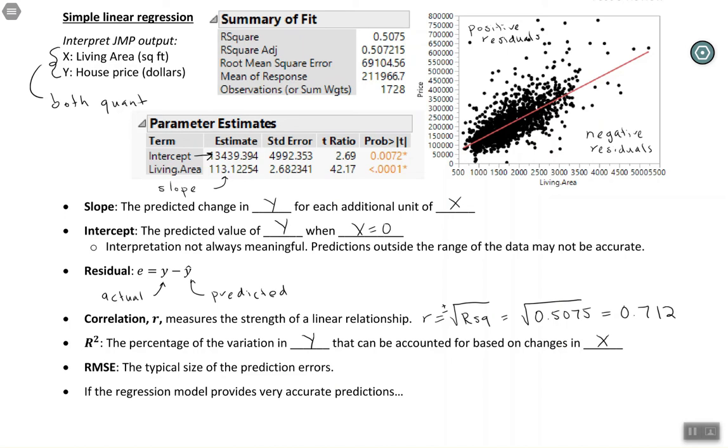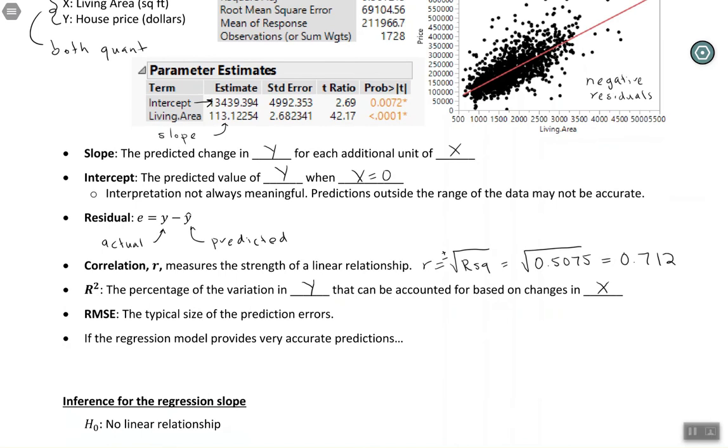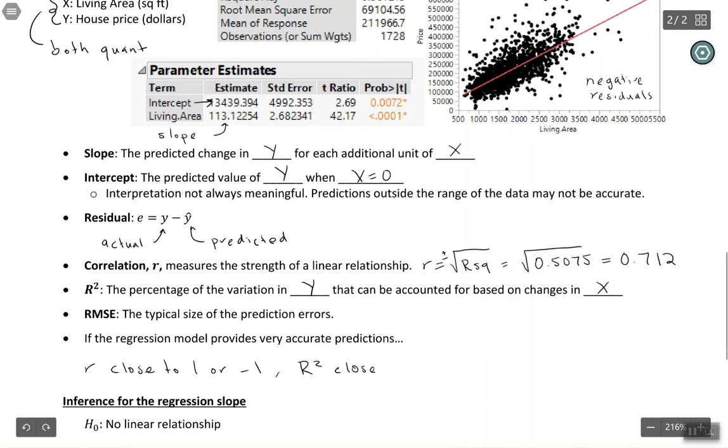Okay, so these are all ways of thinking about how accurate your predictions are. So if the model were giving you very accurate predictions, your correlation would be close to 1 or -1, right? Depending on if it's positive or negative. Your R squared would be close to 1, right? A large proportion of the variability would be explained. And your root mean square error would be small, because on average you would want your prediction errors to be very small. That's what it means to have accurate predictions.